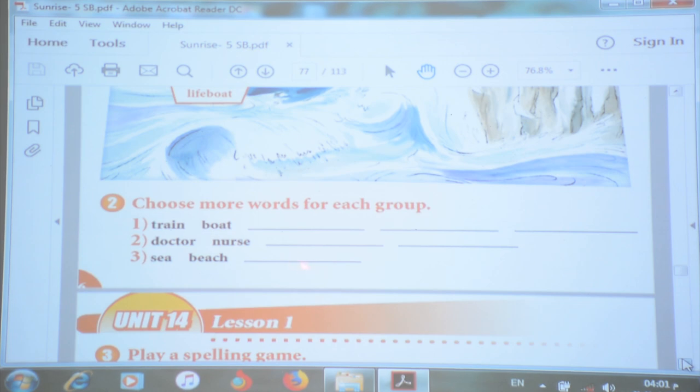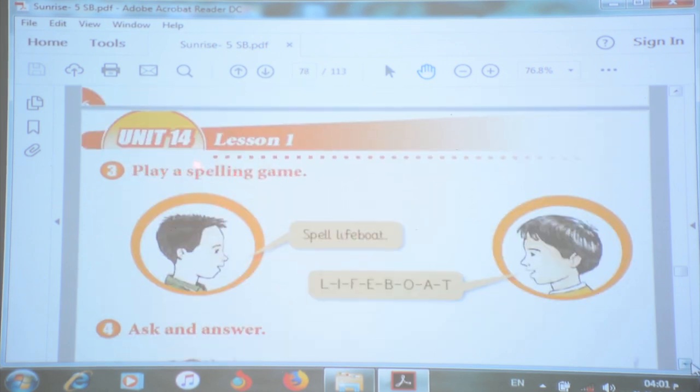Okay? Wave. We have a spelling game. He said, spell lifeboat. Spell lifeboat. And he answered L-I-F-E-B-O-A-T. That's the spelling of lifeboat.